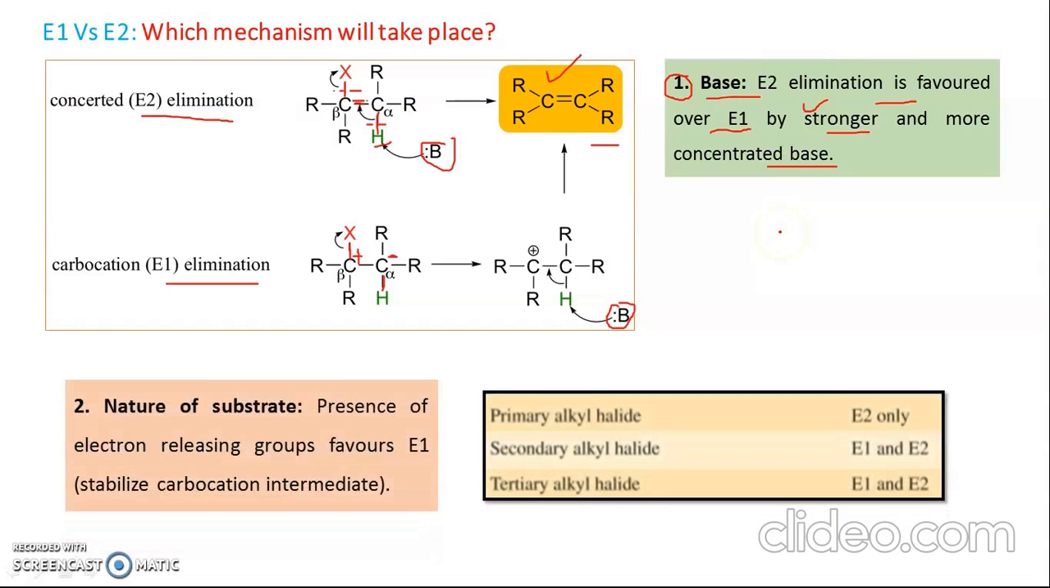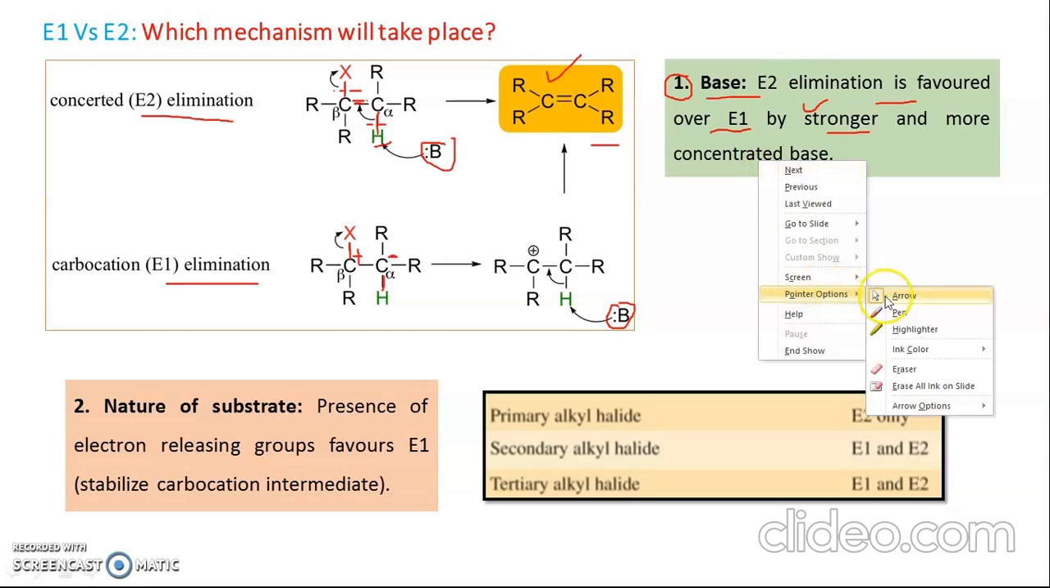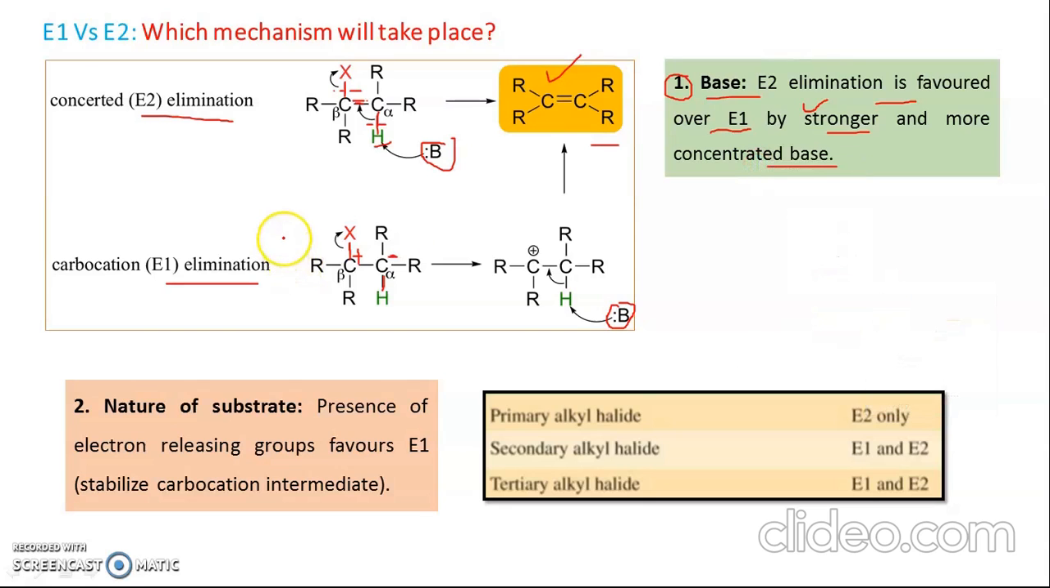The second point is the nature of the substrate. Nature of the substrate means the alkyl halide. Here this is our substrate. The presence of electron releasing groups favors E1. Electron releasing groups are mostly present in tertiary alkyl halides, and as you move towards primary, these electron releasing groups decrease. It is not always just alkyl groups, maybe some other electron releasing groups are also present. That depends on your substrate.